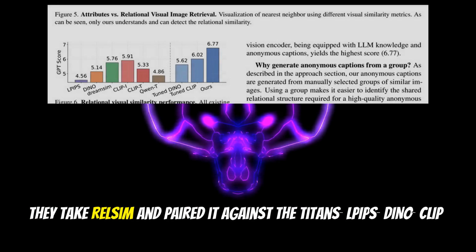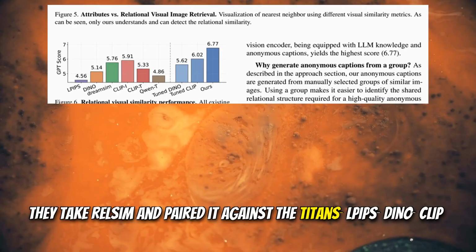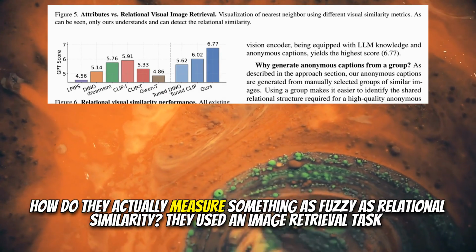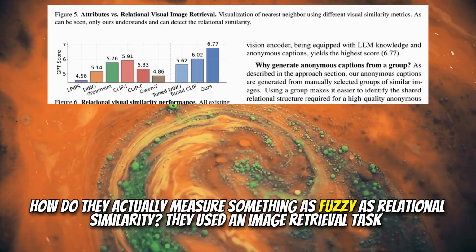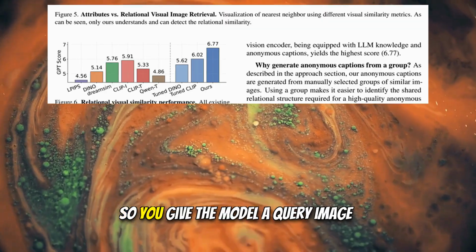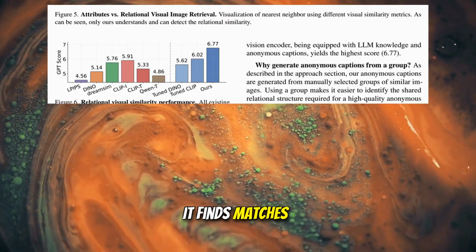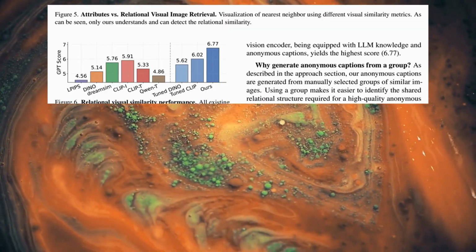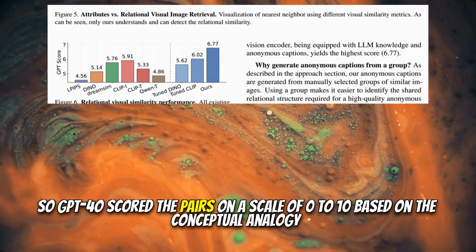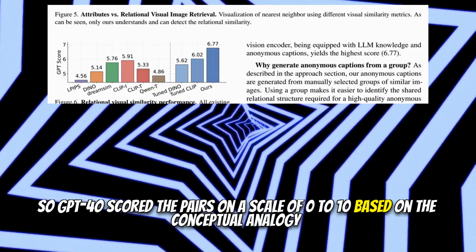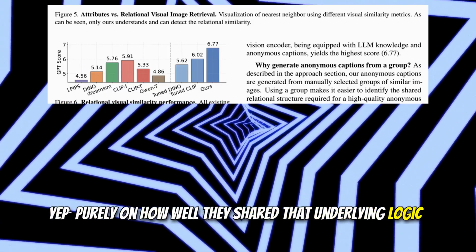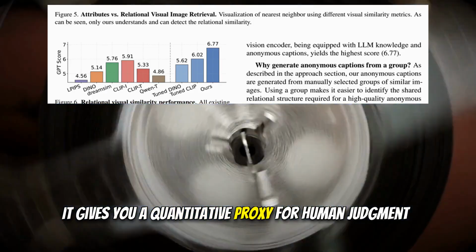All right, now for the proof. They take RelSim and pit it against the titans. LPIPS, DINO, CLIP. How do they actually measure something as fuzzy as relational similarity? They used an image retrieval task. So you give the model a query image, it finds matches, and then this is the clever part, they used GPT-4o as an automated judge. So GPT-4o scored the pairs on a scale of 0 to 10 based on the conceptual analogy. Yep, purely on how well they shared that underlying logic. It gives you a quantitative proxy for human judgment.